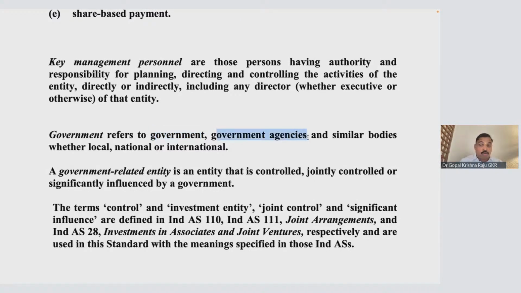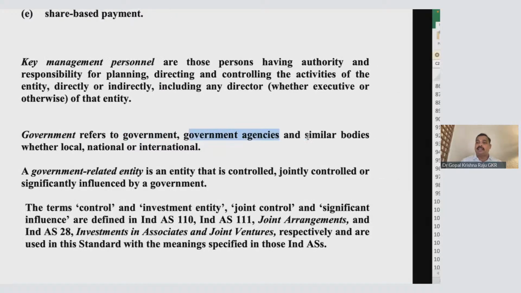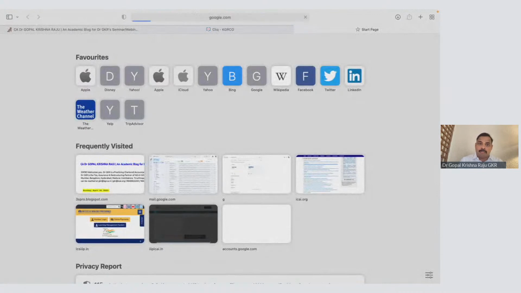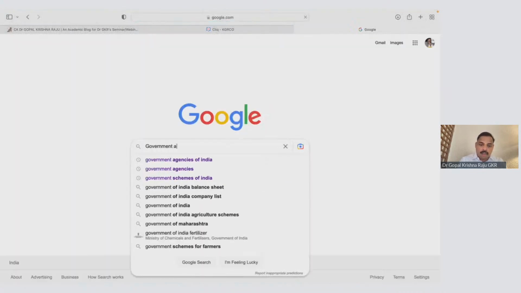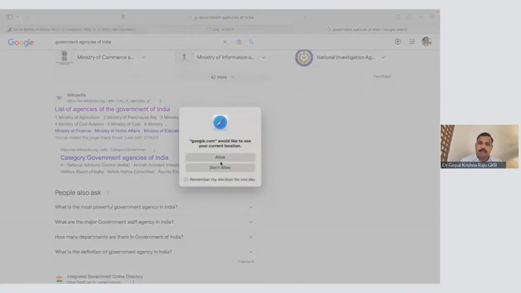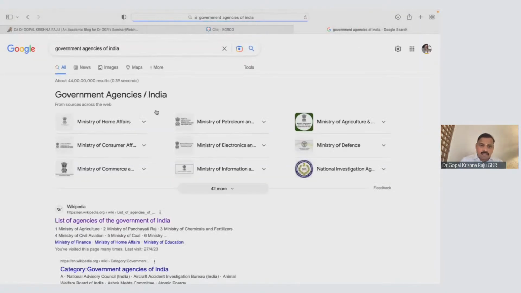Government agencies. So many government agencies are there, for your information. So look at this. These are all some of the government agencies, various government agencies of India. So many government agencies. Every ministry will have a government agency.